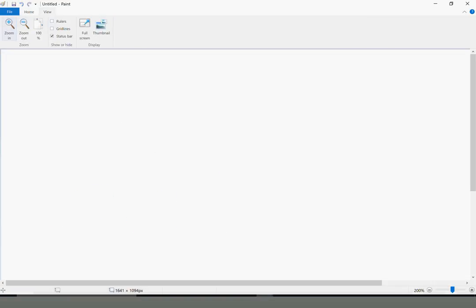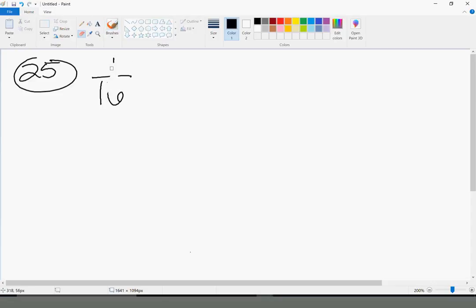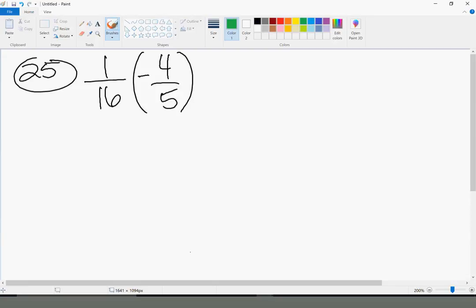Okay, 25, 1/16. That looks so bad. Let's try that again. (1/16) times -4/5. So the parentheses means you're multiplying. So you're multiplying different signs, so your answer is going to be negative. End of story. So now all you have to do is multiply 1/16 times 4/5.